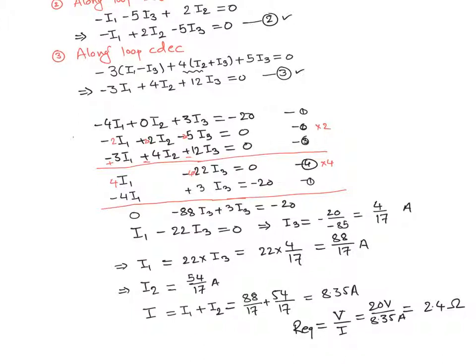In this way, we have figured out equivalent resistance in the circuit, we have figured out total current in the circuit, we have figured out current I1, we have figured out current I2, and we have figured out current I3. Thank you.